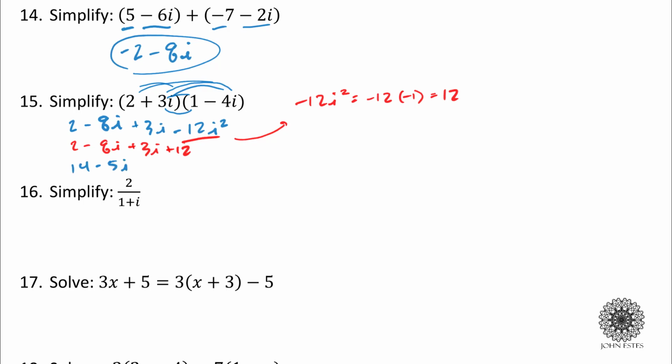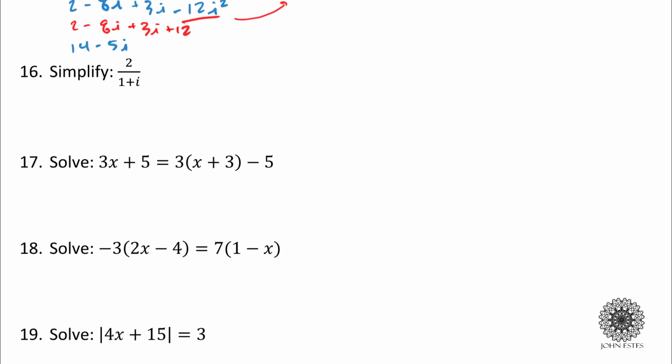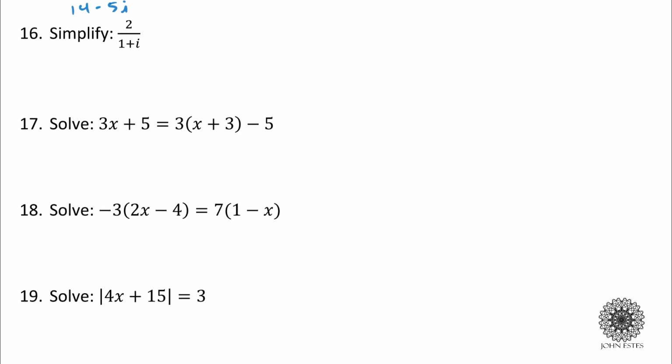Alright, now to divide, it's a similar thing. I just have to add one more step. I need to get rid of this denominator, and the way I do that is by multiplying by the conjugate. The conjugate of the denominator, you just change the sign in the middle. So I multiply by 1 minus i. Okay, so the conjugate to a plus bi is a minus bi.